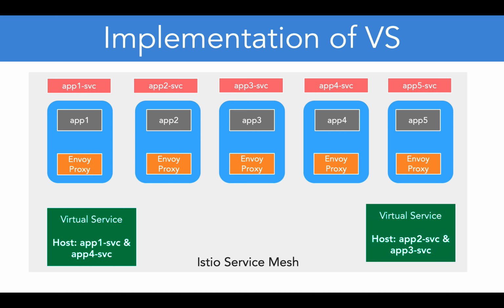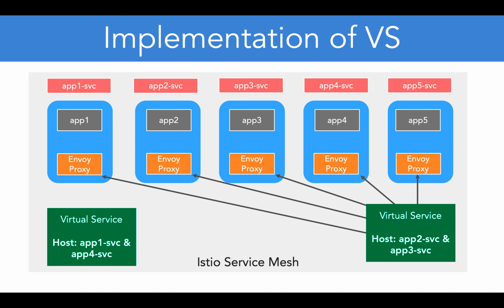Now let's say I have one more virtual service wherein I have mentioned the host, app 2 service and app 3 service. What will happen in that case? Again, it will be similar. The virtual service configuration rule would be applied or forwarded to all the envoy proxies. All the envoy proxies in all the deployments in this Istio service mesh will have this routing rule available. So any pod to pod or container to container or application to application communication has to go via the envoy proxy, which will pass through the routing rule, and the rule would be applied.